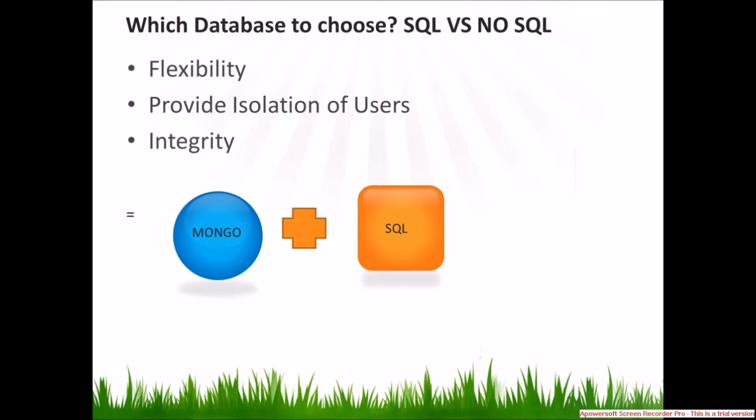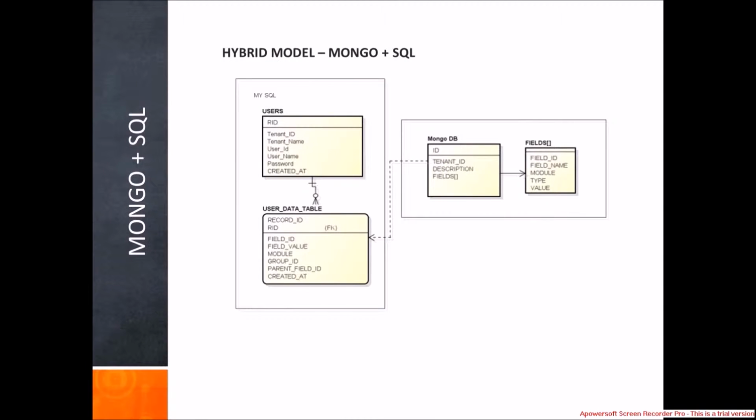NoSQL database is excellent for storing user-generated data and preferences. Here is how our database structure looks. The Mongo database has a document for each tenant. Kanban, Waterfall, and Scrum each have their own document with key value pairs. Each tenant resides in its own document, and all the fields are represented as a collection under the document.